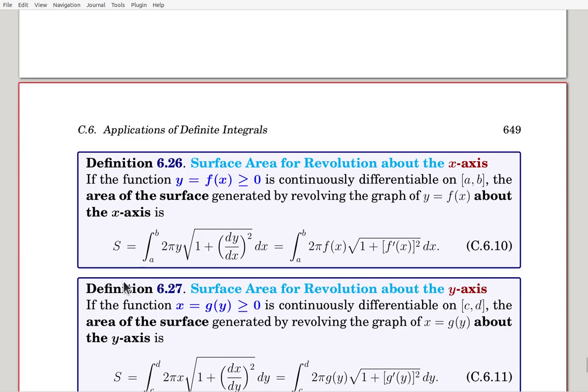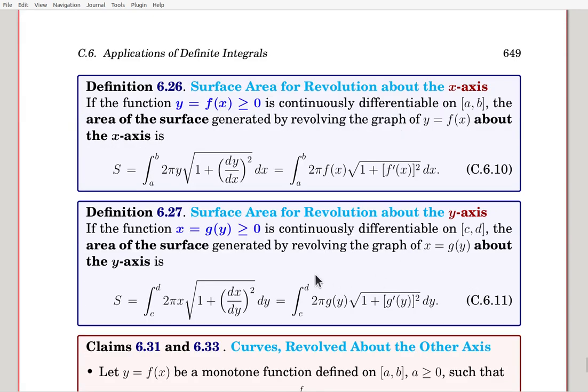Here the integration must be in the x direction, from a to b. The radius will be y, so 2 pi y, and this portion is the length, that is a sort of ds part. So the square root of 1 plus (dy over dx) squared, times dx. Since y is f of x, it must be expressed as a function of x, so that we write down the detail.